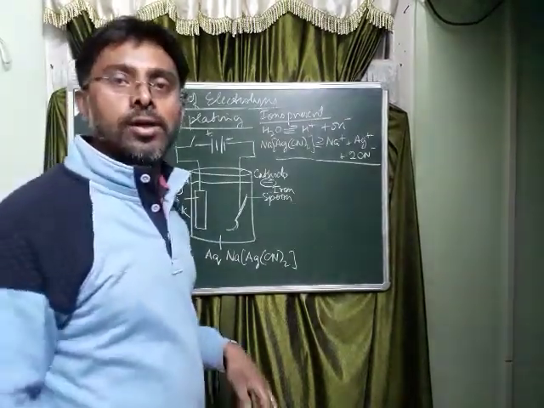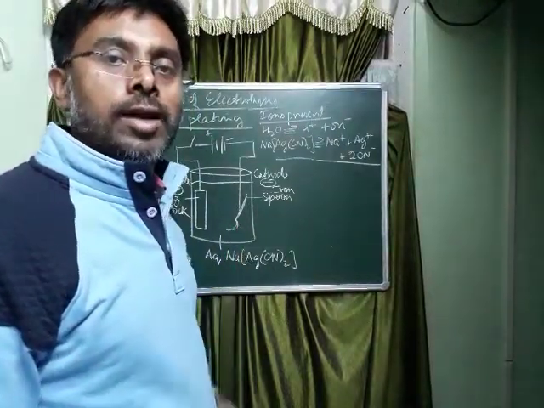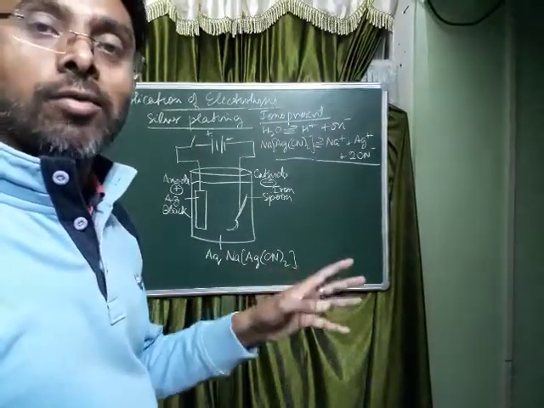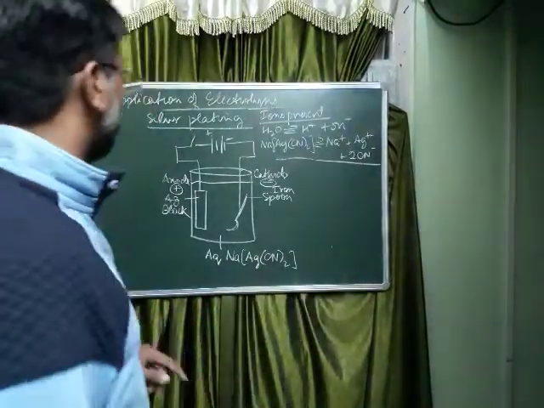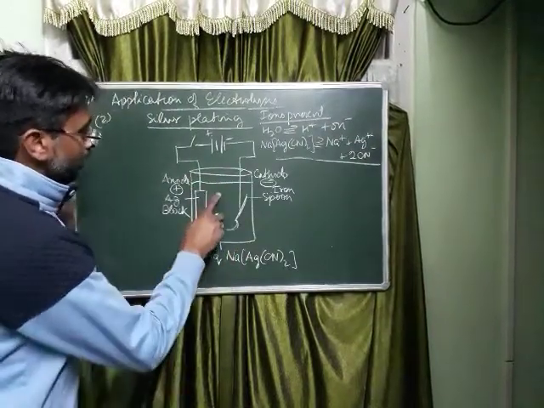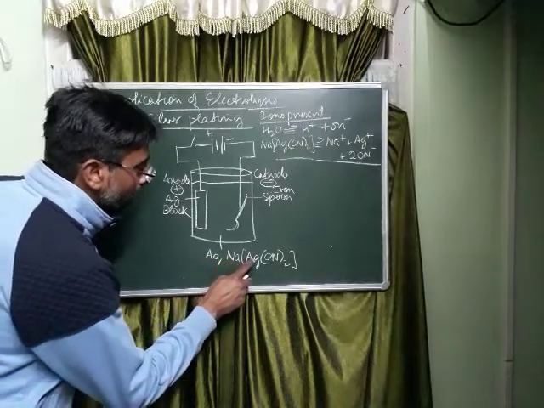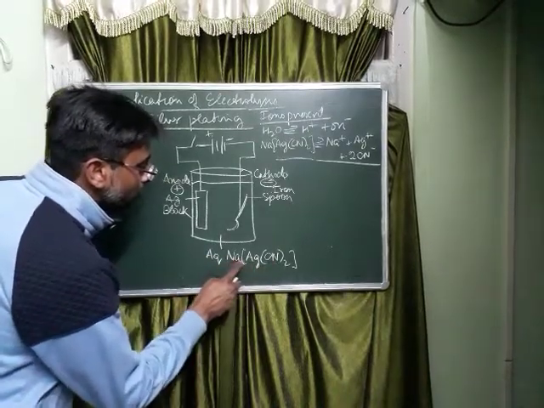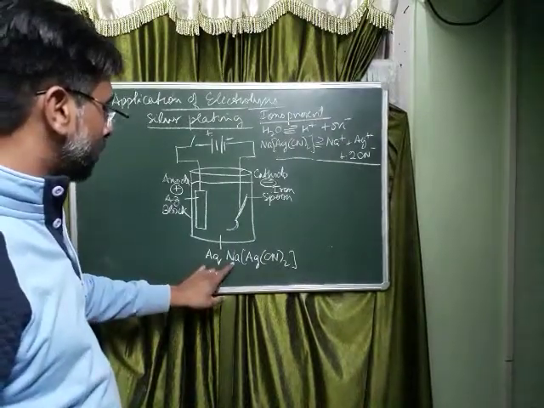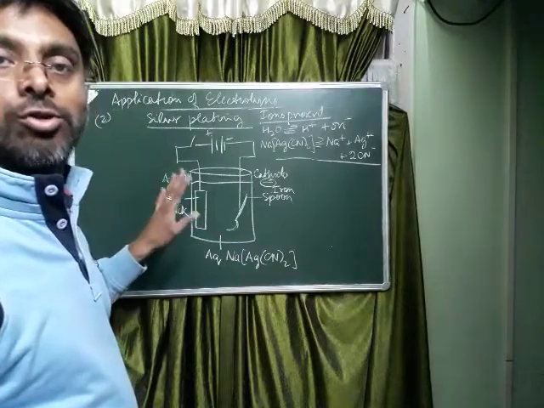Okay, now we have the next example of the application of electrolysis, which is called silver plating. Electroplating of an article with silver. Okay, now look at the diagram. There is a container. In this container we have placed aqueous sodium argentocyanide, sodium silver cyanide. It is the electrolyte. This compound, sodium silver cyanide, is dissolved in water and a solution is made.